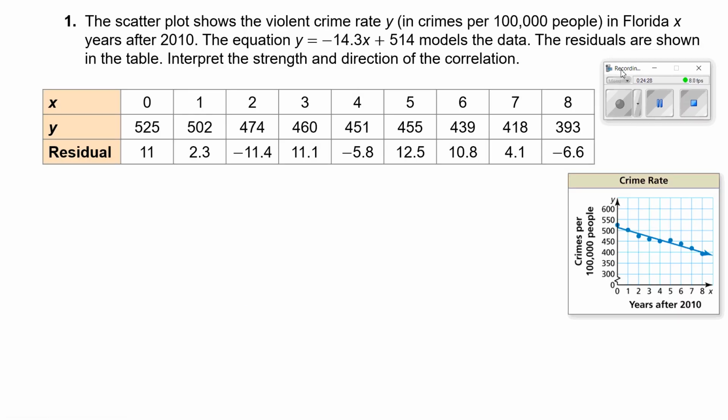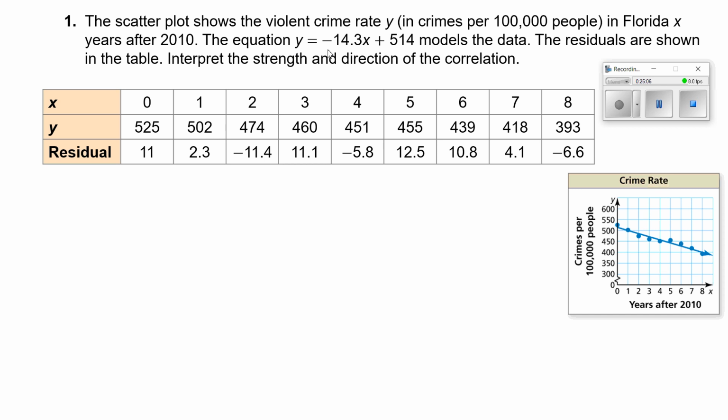Number 1, wow, okay, we're talking residuals. Scatter plot shows a violent crime rate, Y, and crimes per 100,000 people in Florida, which is X years. So X describes how many years went by after 2010. So this would have been, I guess, 2011, 12, 13, 14, right? Let's see here, unless they're saying this is 2010 and then they're adding one. I'm curious to see how they play that out.